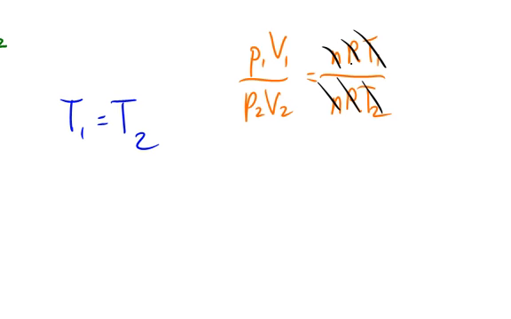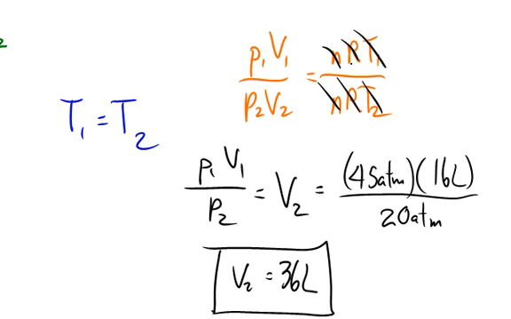What am I looking for? I'm looking for V2. Let's solve that equation for V2. Now, you can see that I can feed in the numbers here, and I will find my volume in terms of liters. And it's not going to be important for me to actually convert these things to MKS units. So I'm just going to leave things in the units that they are. I'm going to feed in the numbers and come up with an answer. And what I find is that my new volume is 36 liters.